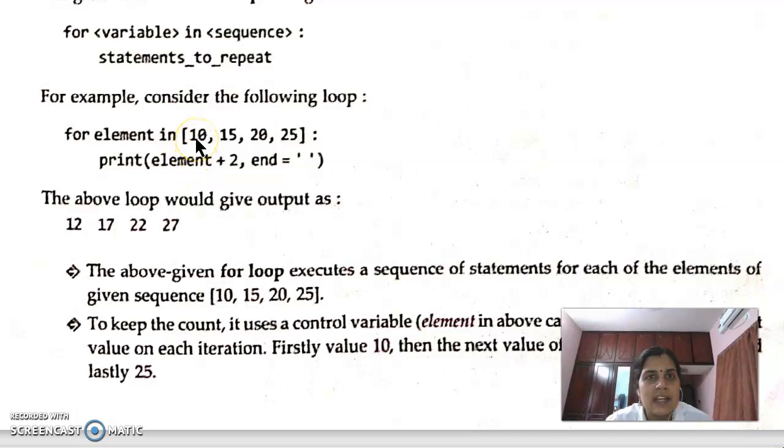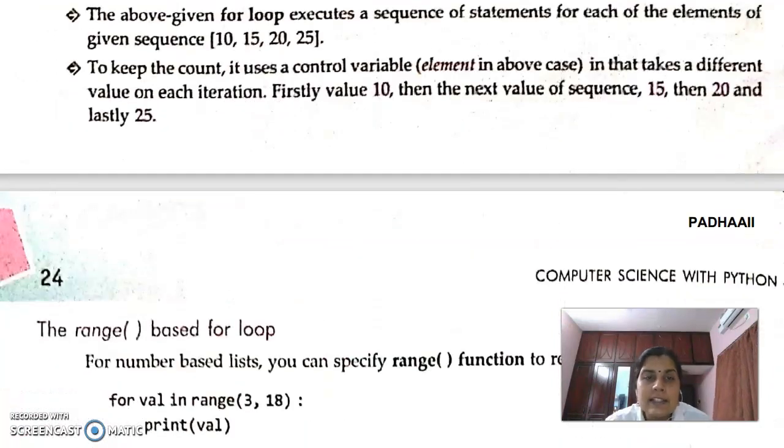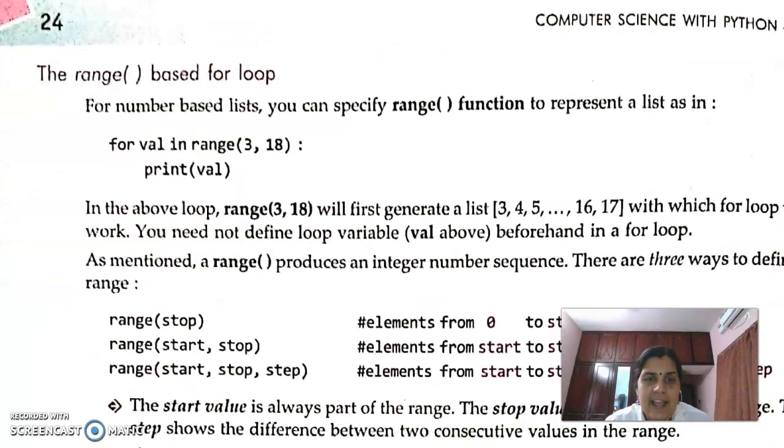At the 0th position, what is the position of 10? Is it the 0th position? 0, 1, 2, 3. At the 0th position, 10 is there. 10 plus 2 will give 12. And end equal to space means after 12 there will be some space. Then 15 plus 2. Then this loop is repeated and again takes the value 15. 15 plus 2 equals 17. Then again the loop is repeated. The value of element becomes 20. 20 plus 2 equals 22. 25 plus 2 equals 27. So in the given sequence, 2 is added. So this is the first example.